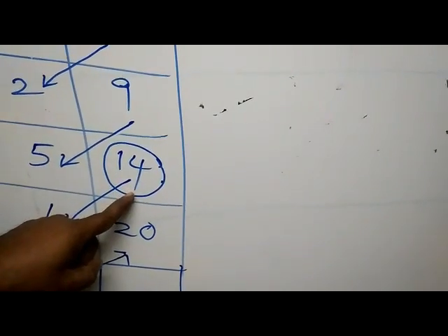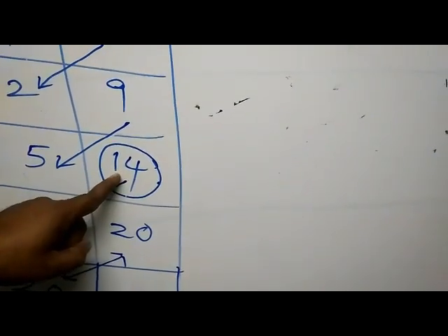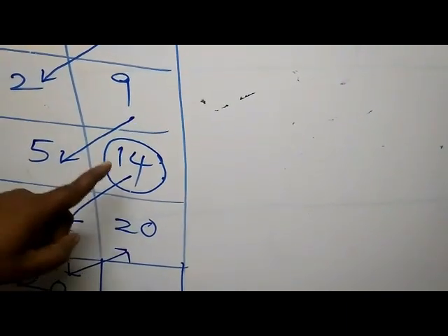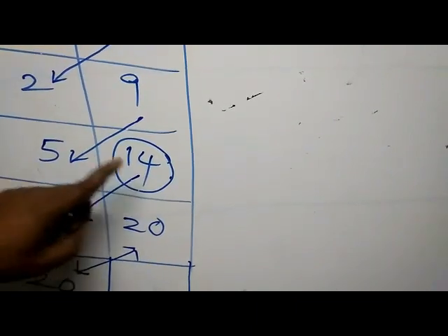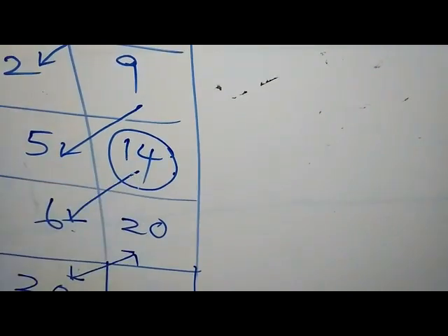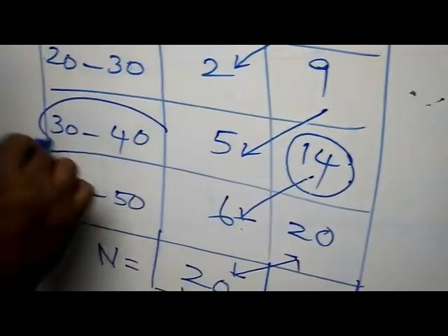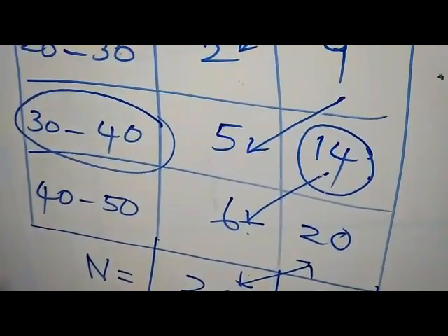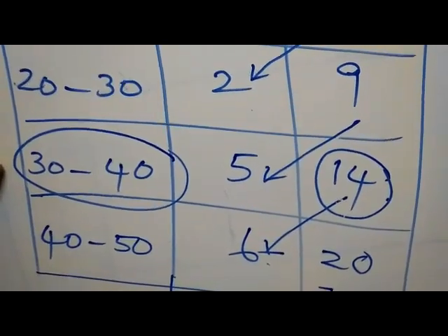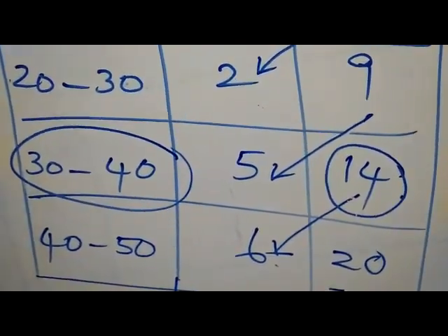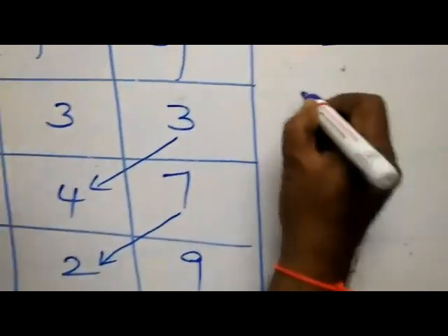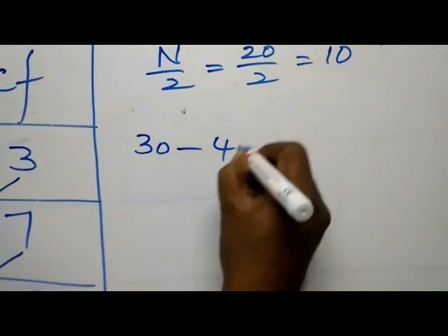So find the corresponding class that belongs to this CF. This CF is 14, and the corresponding class is 30 to 40. This is nothing but the median class. The median class is 30 to 40.